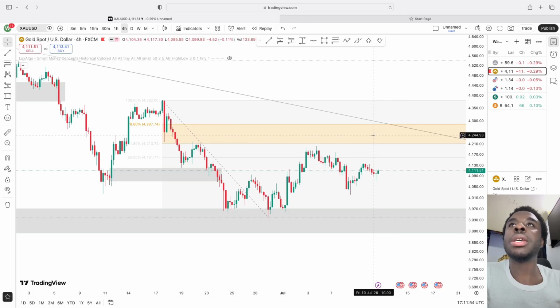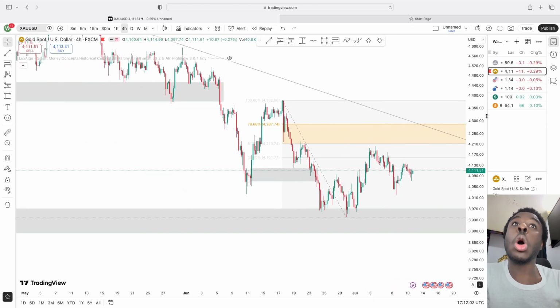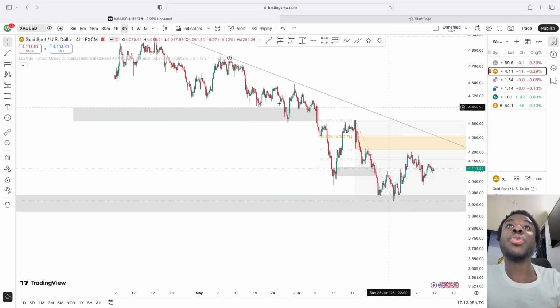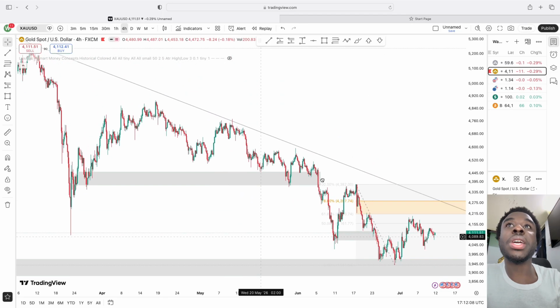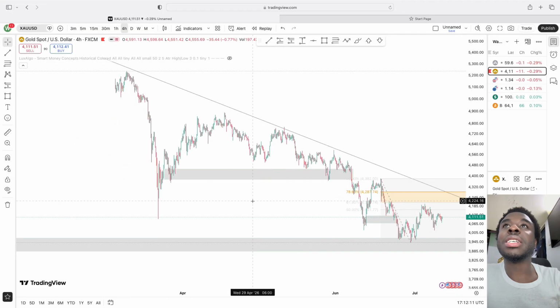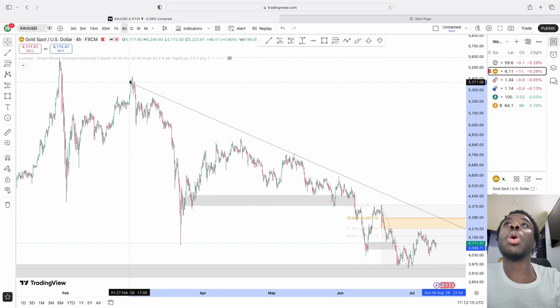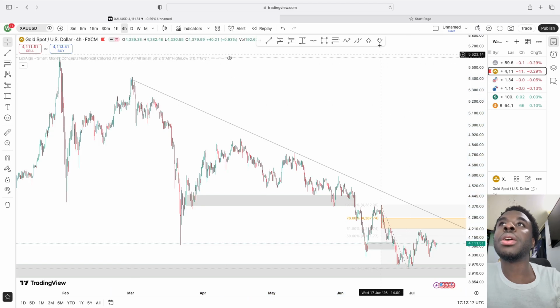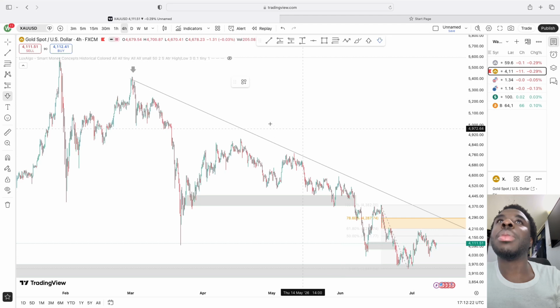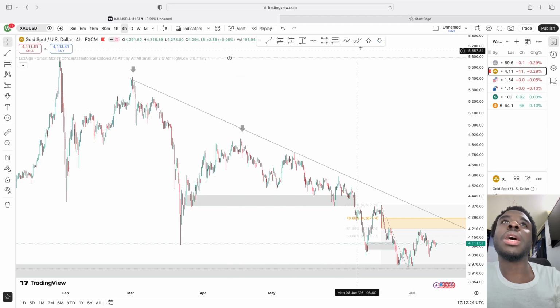So next week we expect price to retrace into our golden zone over here, and we have to know that if price retraces to our golden zone over here, it's also on the trend line. This is the weekly trend line. We can see a lot of reactions over there. Price has reacted to this trend line a couple of times throughout the last 3 months right now.